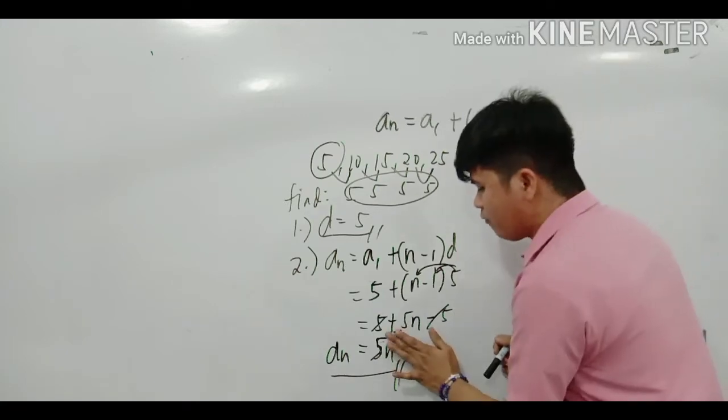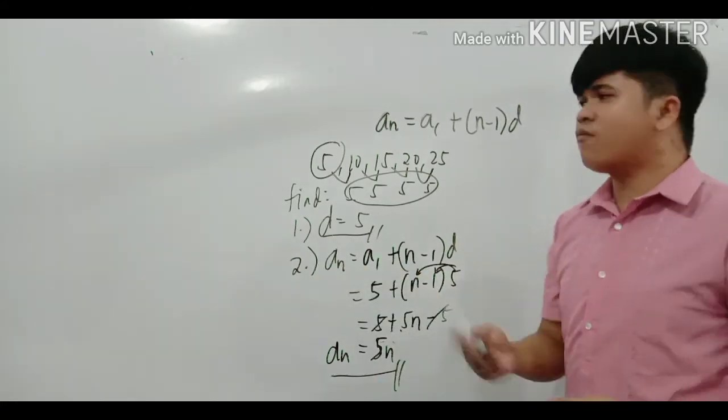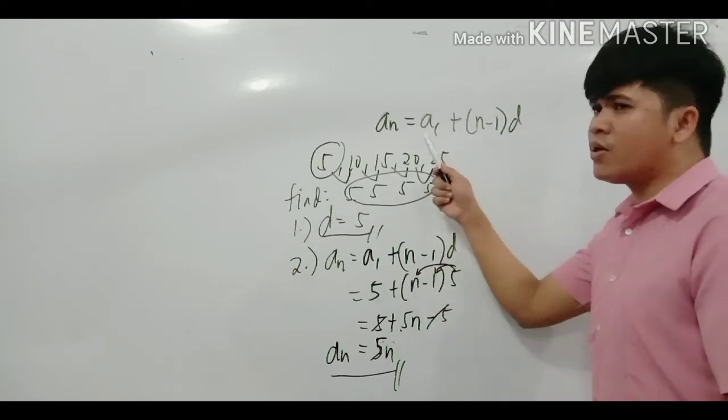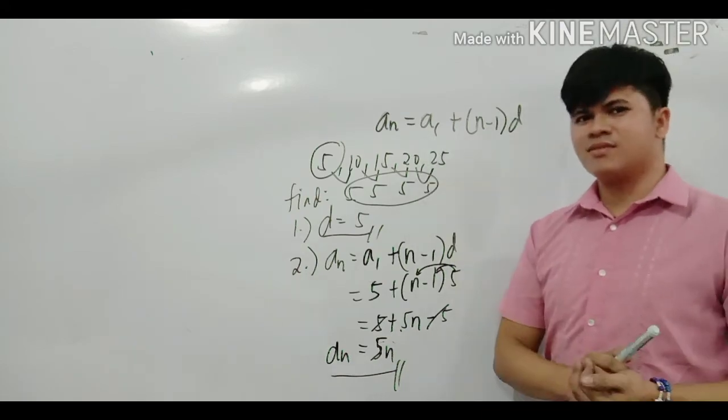So again, in order to find the nth term, or the general term, or the general formula of an arithmetic sequence, you just follow this format. All you have to do is to find first the value of the common difference and the first data. So I hope this is clear. Can you now determine the value of the common difference and how to get the formula of an arithmetic sequence? Very well.